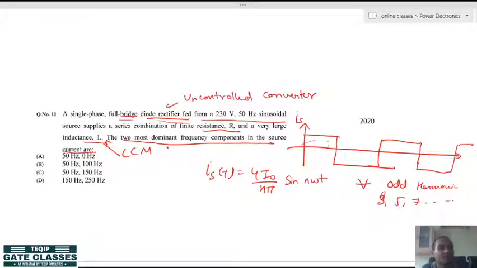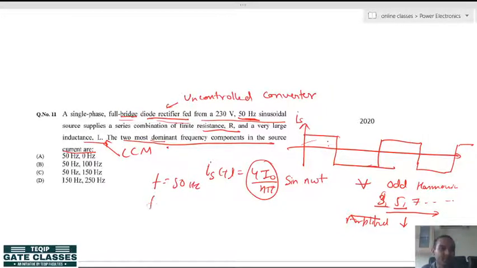We have to tell the two dominant ones, and I have already told you that as the harmonic number increases, the amplitude decreases. Dominant means those harmonics which have the highest amplitudes. Obviously, if you see this equation, the highest amplitude will be given by the third harmonic and the fifth harmonic. So, what will be the two most dominant frequency components? The fundamental frequency is 50 hertz. So, the third harmonic F3 will be 150 and F5 will be 250. You should remember all these things.